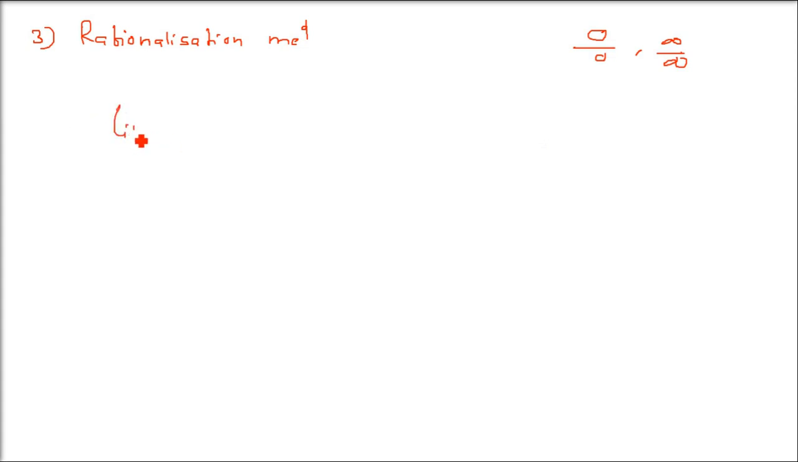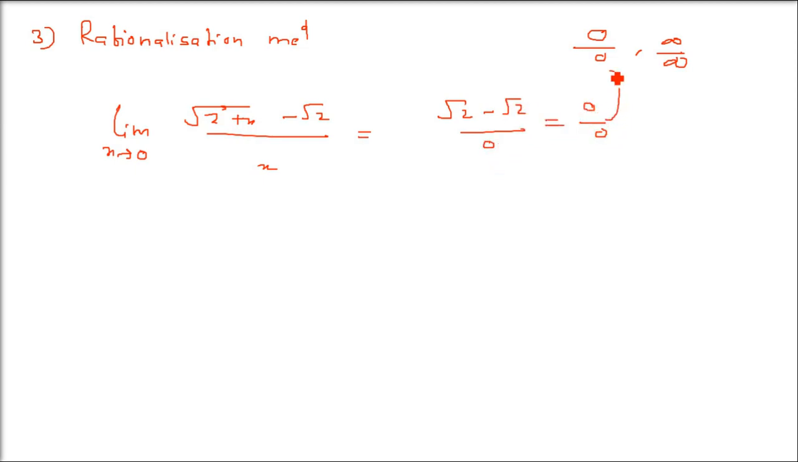So here let me show you, this is limit x tends to 0. Here we have root of (2 plus x) minus root 2, divided by x. So this x is tending to 0. If you put x as 0, you get root 2 minus root 2 by 0. And this is of course 0 by 0, which is what we don't want. 0 by 0. So what do we do?